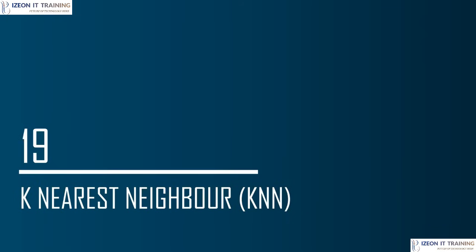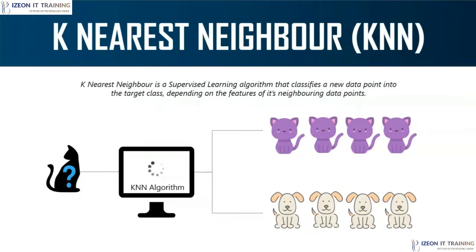All right, so now let's move on and look at our next algorithm, which is the k nearest neighbor algorithm. Now KNN, which basically stands for k nearest neighbor, is again a supervised classification algorithm that classifies a new data point into the target class or the output class depending on the features of its neighboring data points, right? That's why it's called k nearest neighbor.